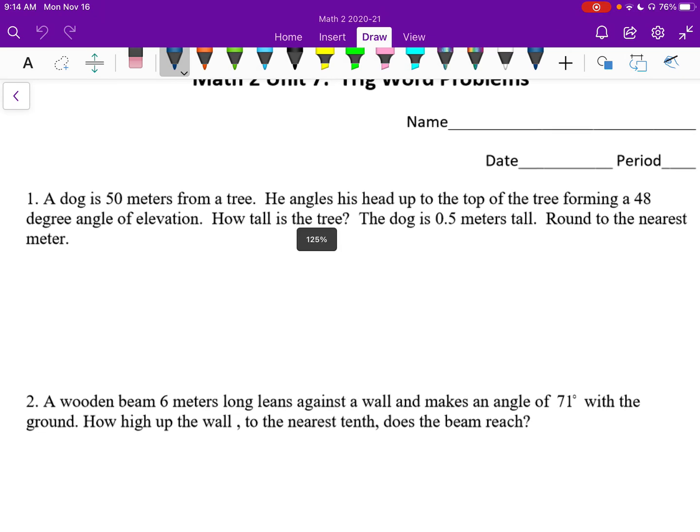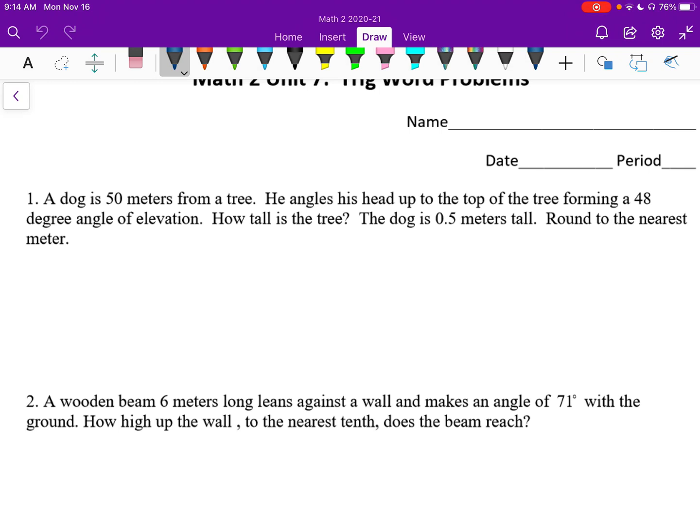So, number one, a dog is 50 meters from a tree. He angles his head up to the top of the tree, forming a 48-degree angle of elevation. How tall is the tree? The dog is half a meter tall, and then we're going to round to the nearest meter.